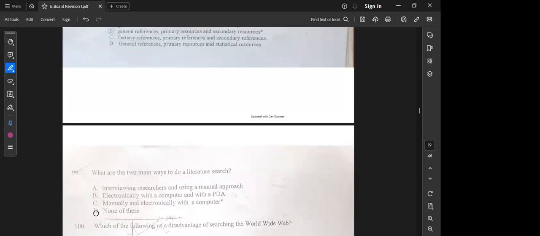There are two main ways to do a literature research. What are the two main ways? Interviewing researchers and using a manual approach, or electronically with a computer and with a PDA. What's a PDA? The one I know doesn't make sense. Manually and electronically with a computer, none of these. So which are the two? What do you think? Manually and electronically with a computer.